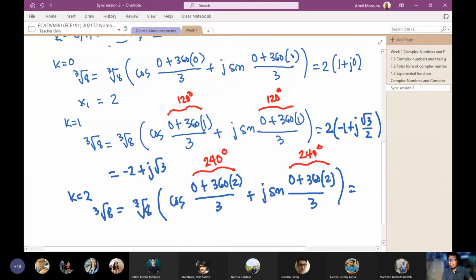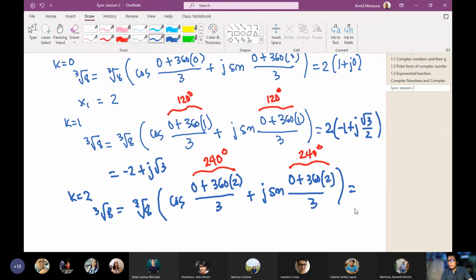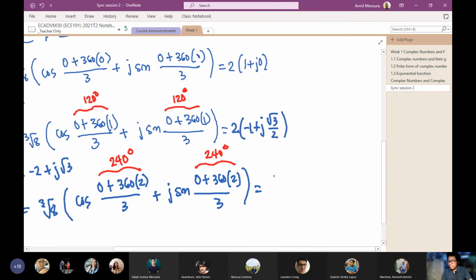Okay, and then what is cosine of 240? Negative 1 half. The cube root of r is still 2. Okay? And then cosine of 240 is still negative 1 half? Check nga. Tama ba yan? Negative 1 half? Opo, sir. Yes po. Tama, 240 ito.